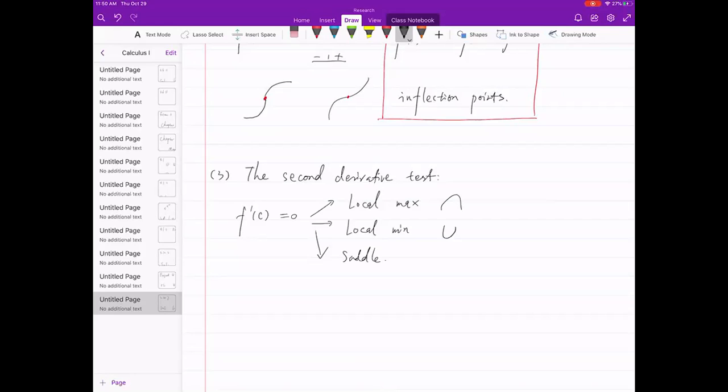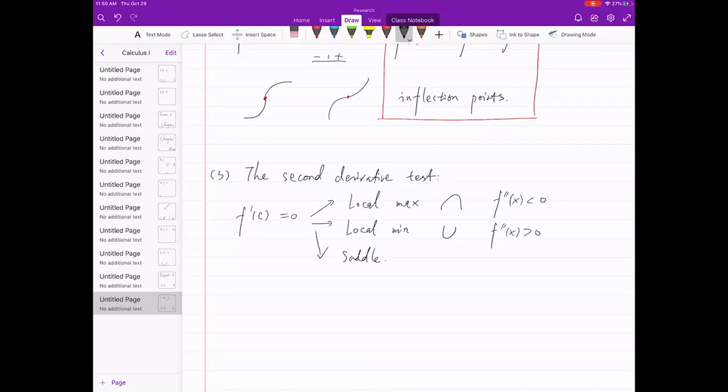Do you realize you can connect this with concavity? Which means a local max is always concave down, and a local minimum is always concave up. You cannot have a local max while concaving up. It's not going to happen.